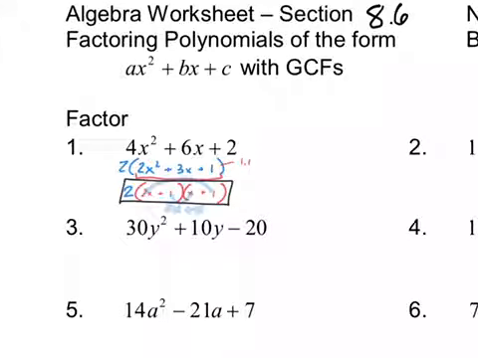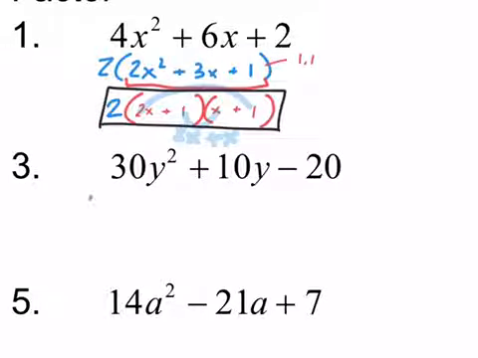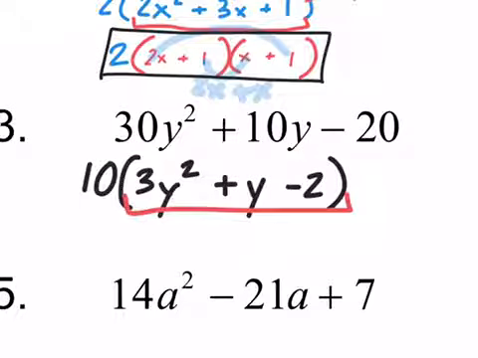All right, and that's how all of these work. You're going to have a GCF, but there will still be an A value left over. So this one, for example, would be 10. They're all divisible by 10. So we had 3y squared plus 1y minus 2. Still need to factor this part. Don't forget to keep that 10 on the outside.